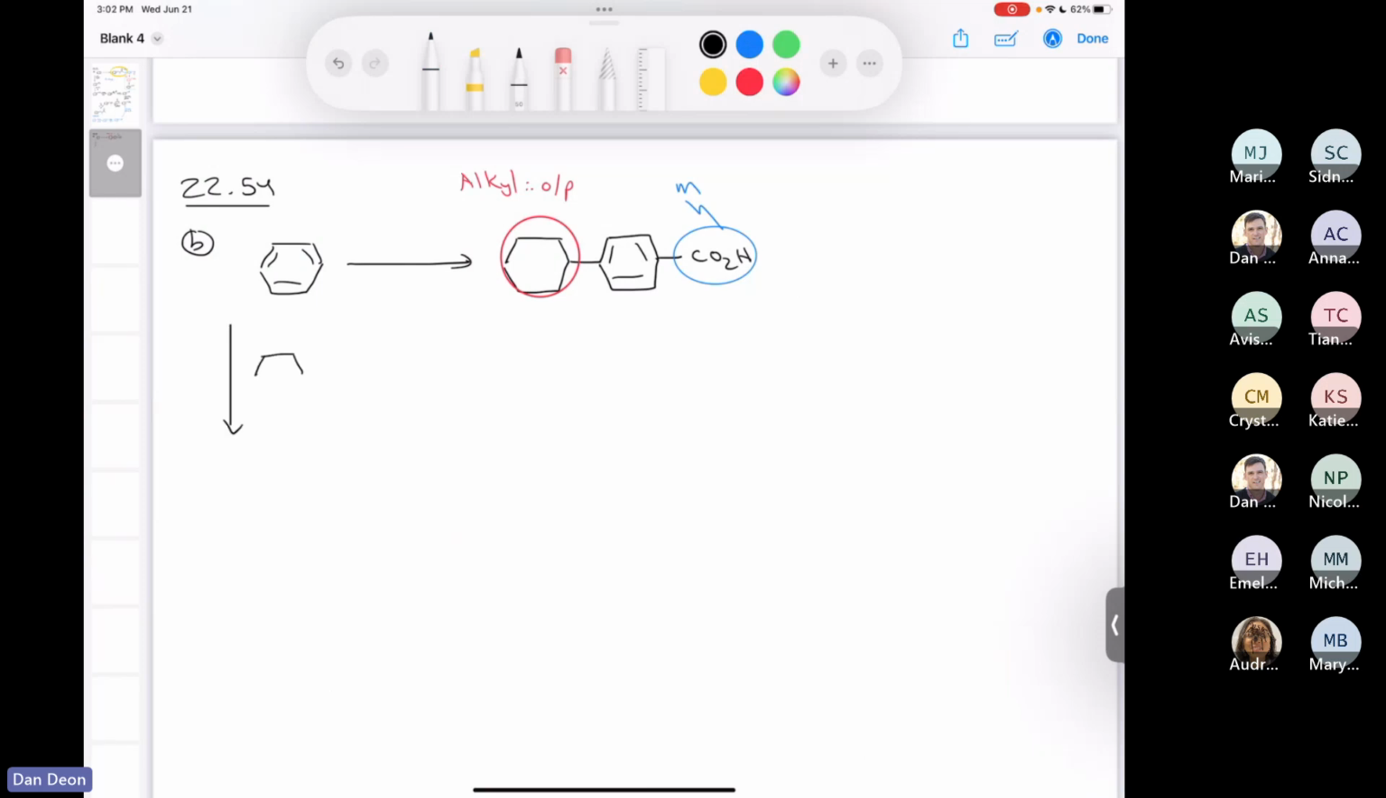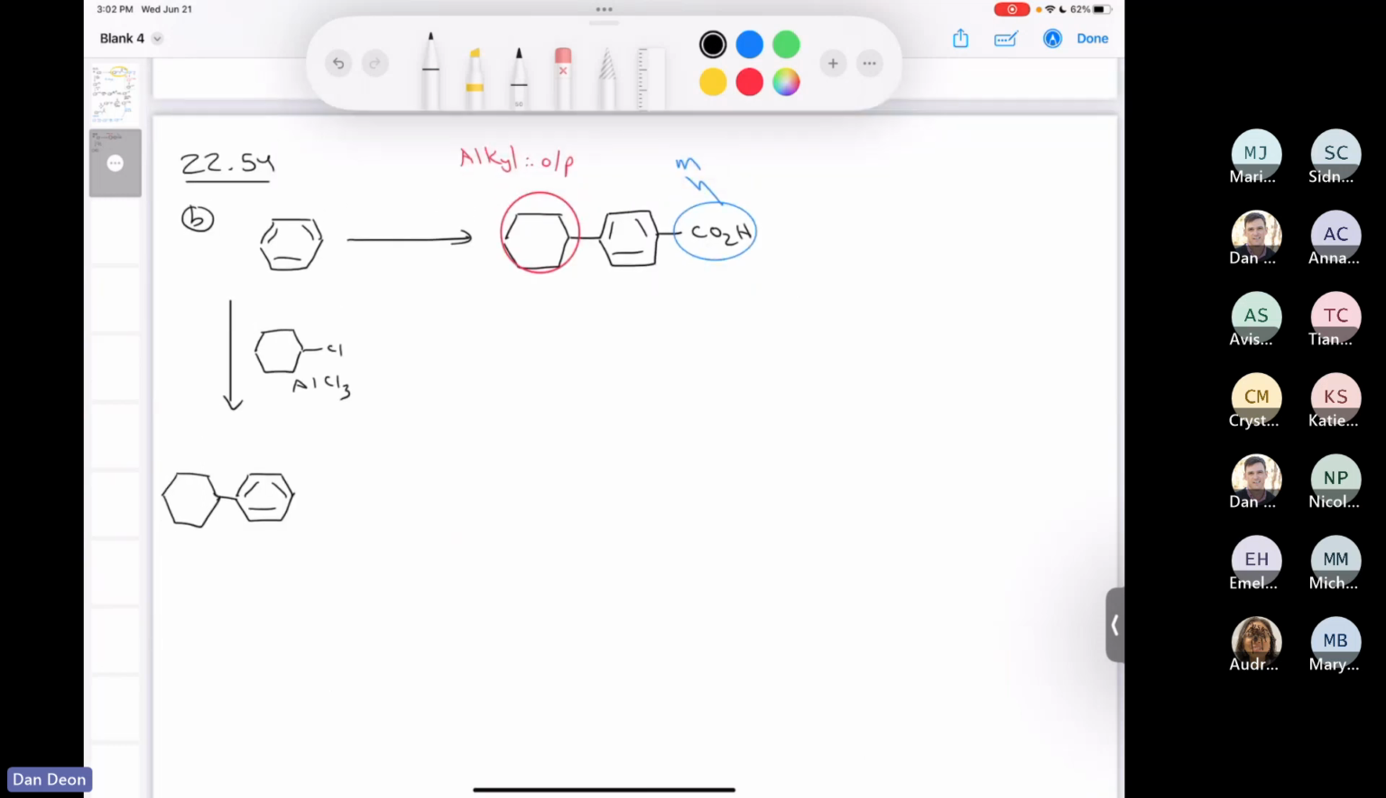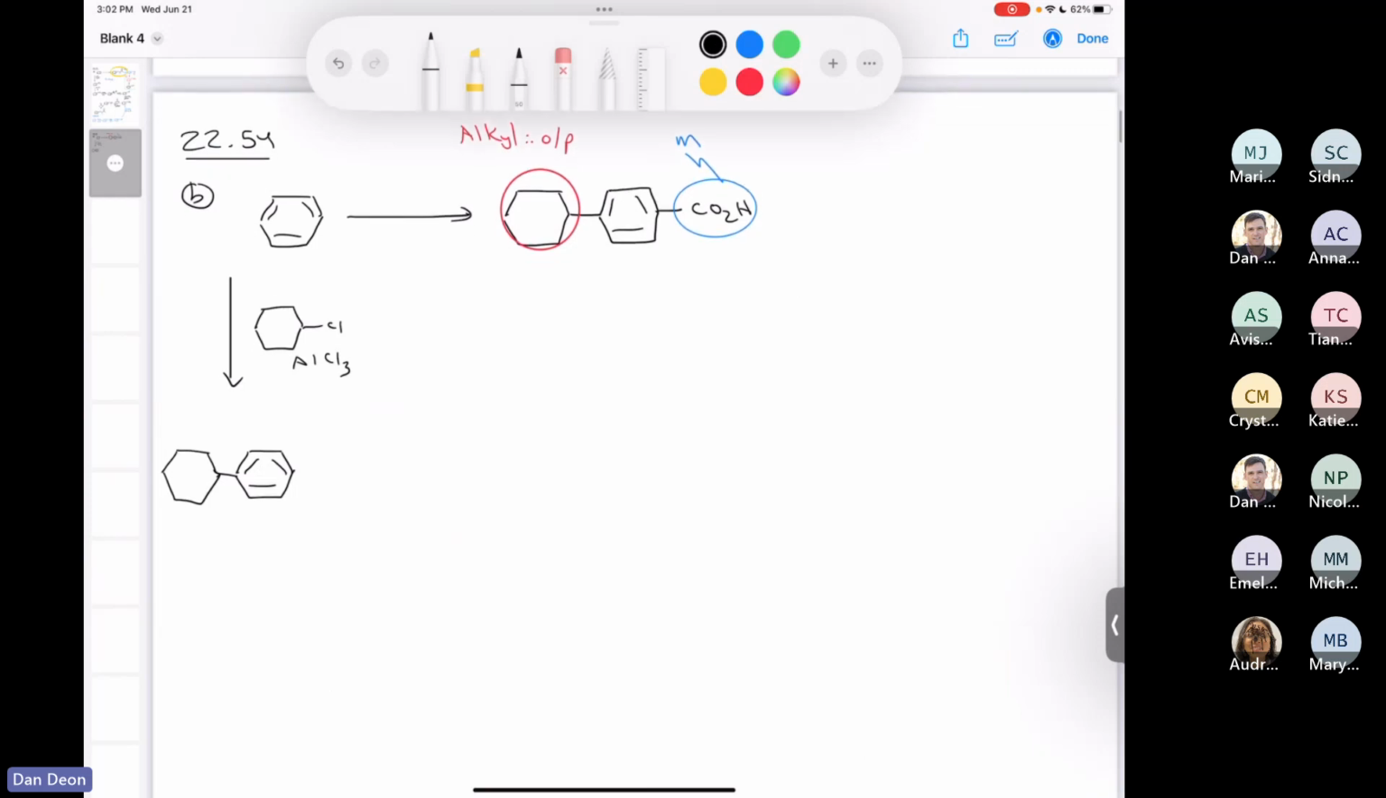So we'll use cyclohexyl chloride and aluminum chloride, and that will make cyclohexylbenzene. So we're going to have these two rings attached to each other. There we go. And now to install the carboxyl group, I'm going to use Sandmeyer chemistry. You don't have to. You could do Grignard chemistry if you want. I'm just going to do it that way.